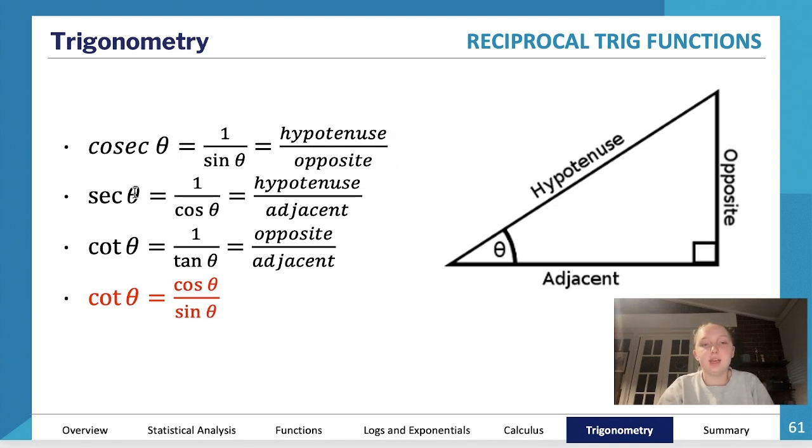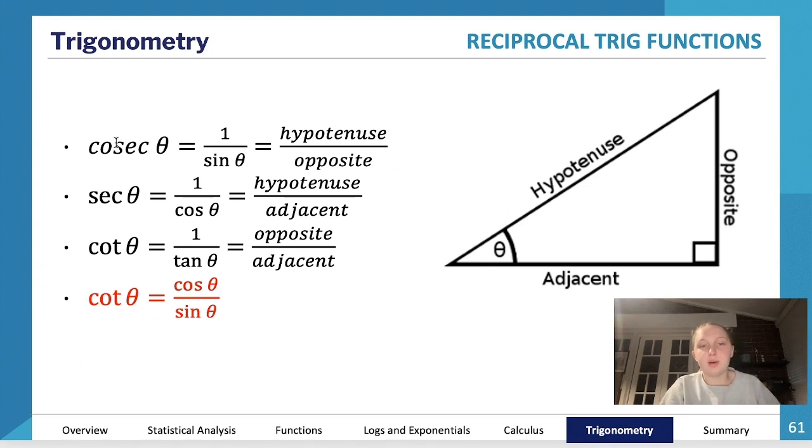Then we've got sec theta, which is equal to 1 over cos theta, which again is the reciprocal of cos, which becomes the hypotenuse on the adjacent. Then you've got cot theta, which is equal to 1 on tan theta, which is equal to the opposite over the adjacent, which is also equal to cos theta on sine theta. Okay, super important that you guys have these down.